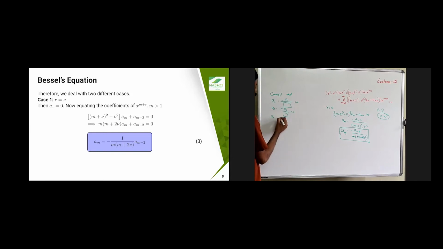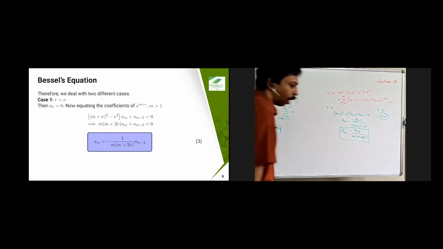Similarly, a7 is in terms of a5, and so on. If you take any a2k plus 1, where k is a positive integer, then you can say that this is going to be 0. It means all the odd terms are going to vanish.